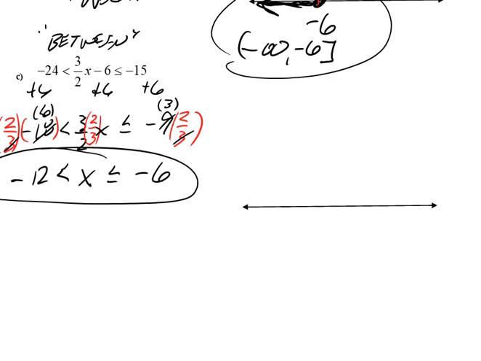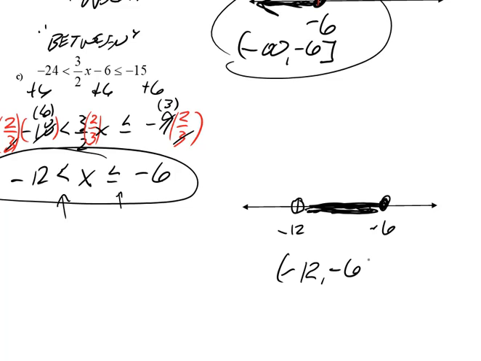So here's our answer. And when we graph this, it's just remembering it's everything between negative 12 and negative 6. So negative 12 is here, negative 6. Since it's less than negative 12, we want an open circle there. Less than or equal to negative 6, we'll have a closed circle. So this is going to be everything between. And then the interval notation, it starts at negative 12 with a parenthesis, and then it goes to negative 6 with a bracket.